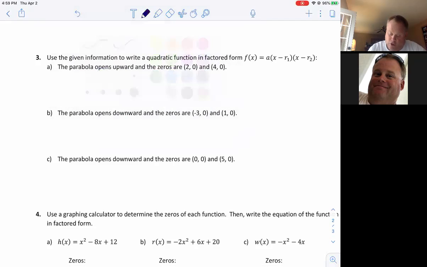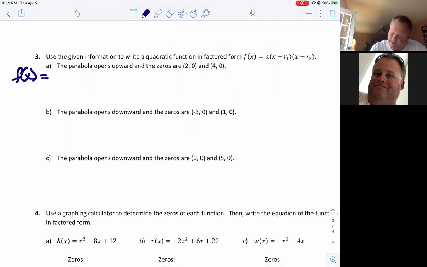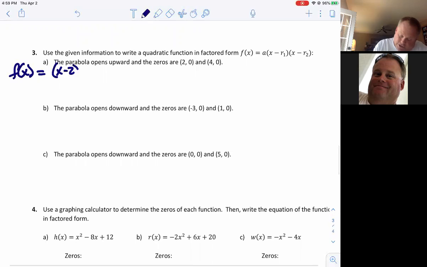Well, when I look at that, I know I can write any function, right? So I'm going to start off nice and easy. This opens upward, so it's got to be positive. And all I know is my zeros are (2, 0) and (4, 0). So I could have x minus 2 and x minus 4. And the reason I know that is that if I take x minus 2 and set it equal to 0 and I solve for x, it's going to be x equals 2. Hence, it's always going to be opposite of what you think going in and out. Okay? Now, since we kind of saw this at the beginning, it doesn't matter what my a value is.